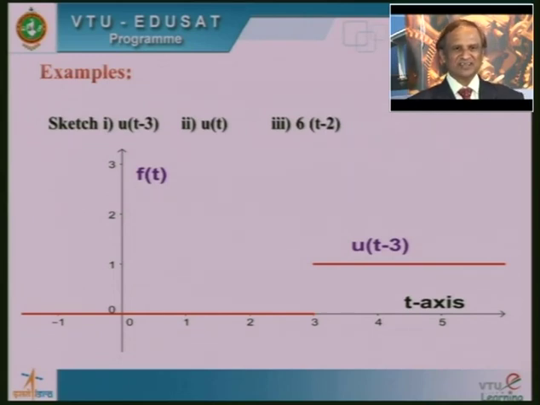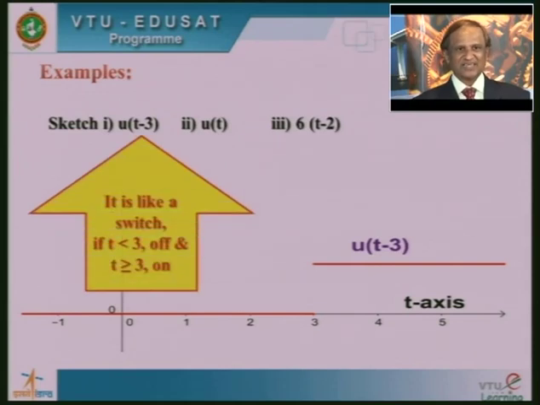Just now I have mentioned you want to shift the curve, right? When the value of a is 3, it is as good as u of t minus a. I hope you are observing: the unit step function is shifted. What I have written with the violet color, u of t minus 3, is shifted from 0 to 3. It means up to 3 it is 0, and 3 onwards it is 1. It is maintaining a height of 1 unit.